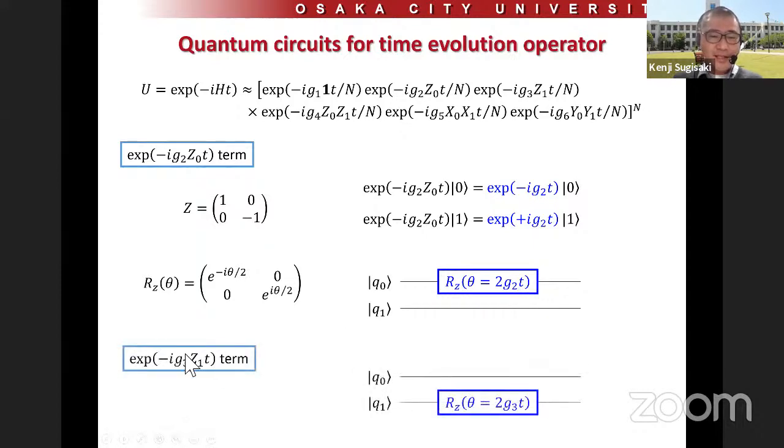The third gate is a very similar gate, but the Pauli gate will act on the one qubit. So in this case, this operation can be realized by applying the RZ gate to Q1 with the rotation angle theta equal to 2 g3 t.